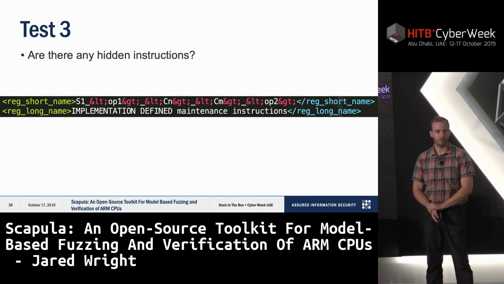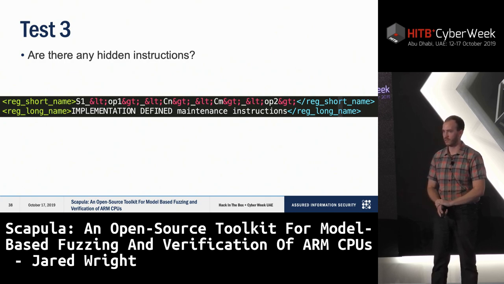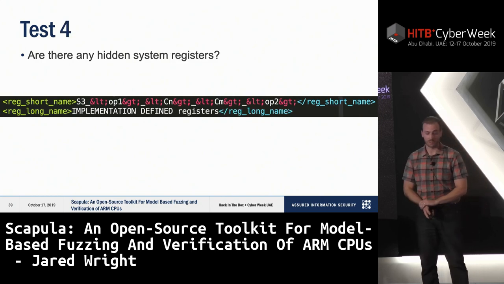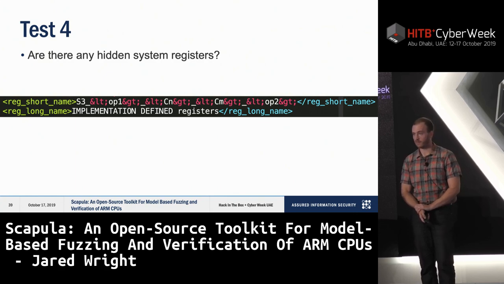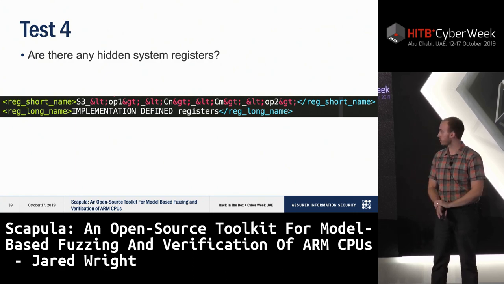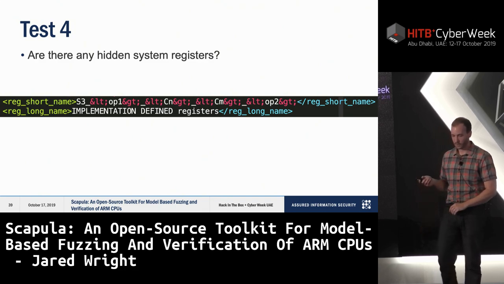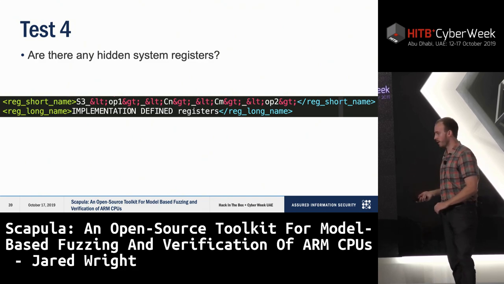So let's go run it and see what information we can derive around these, and see if we can uncover these extra instructions that aren't really documented. Likewise, there's another register defined like this, implementation-defined registers. ARM also adds a spot for you to add your own registers to the architecture that can do whatever you want. Let's see if we can read and write and see if any of these actually exist on a real CPU. With that in mind, let's head over to my dev board.